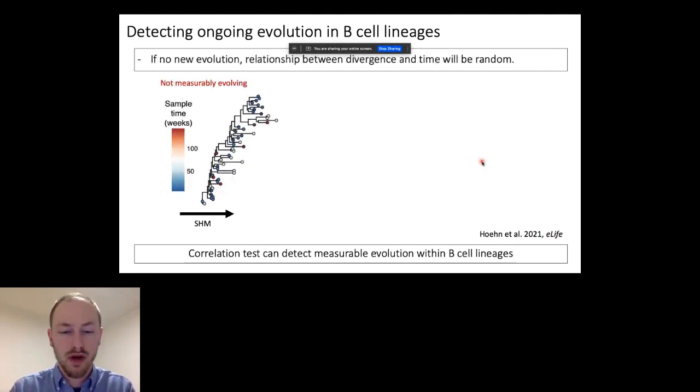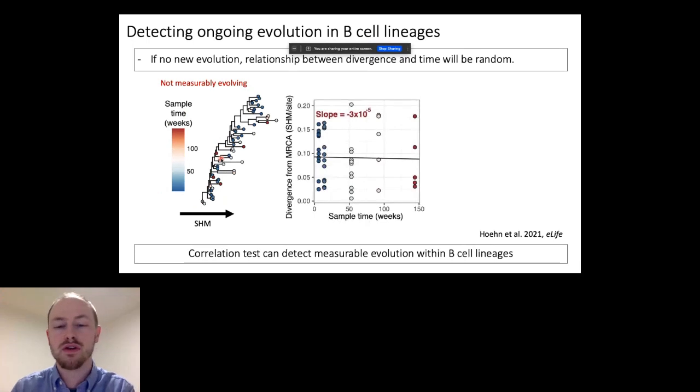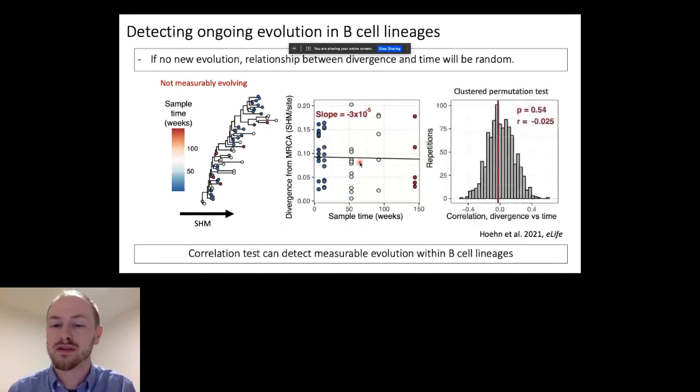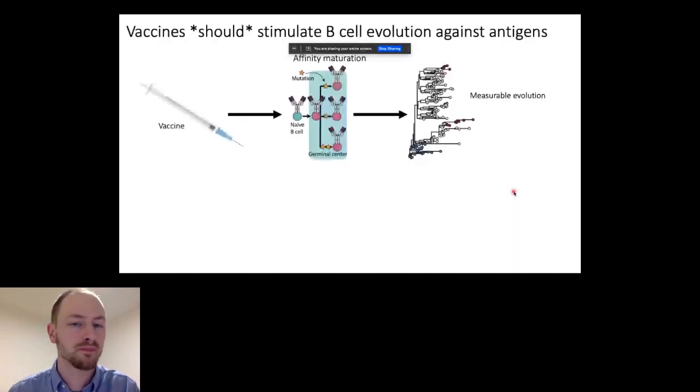Now, since we can find lineages that are measurably evolving, we can also find lineages that are not measurably evolving. And this is an example of one of those. There's really no clear relationship between sample time and divergence. So this is basically randomly scattering the time points in the tree. And our permutation test reveals that this relationship is very non-significant.